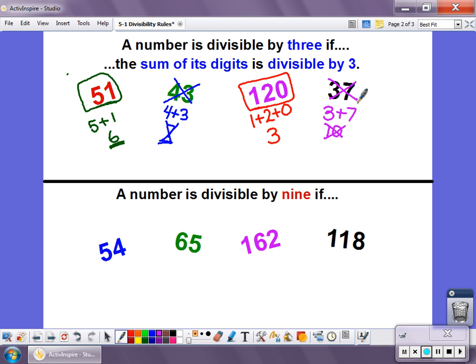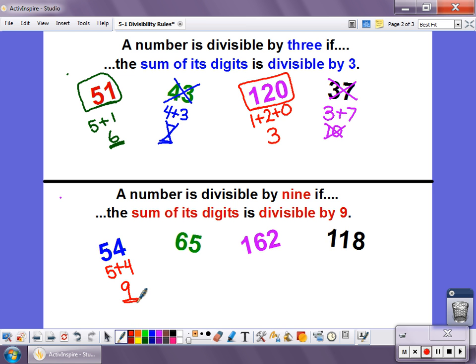The rules for 3 and 9 are very similar. The rule for 9 is a number is divisible by 9 if the sum of its digits is divisible by 9. So it's the same kind of idea where you're going to take these two digits, 5 plus 4, and as long as this sum is divisible by 9, then the whole number would be divisible by 9. So let's test out this next one, 65. 6 plus 5 is 11. 11 is not divisible by 9, so neither is 65.